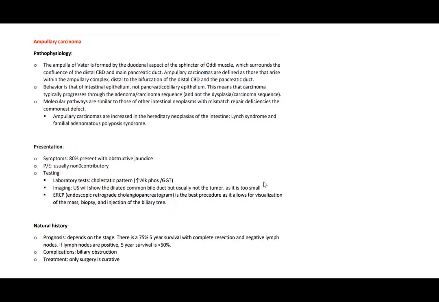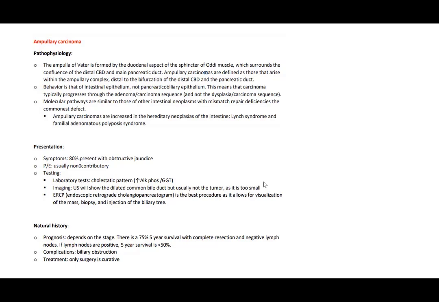Ampullary carcinomas are different again, as this is a distal process compared to the previous two we've discussed. Now, the ampulla of Vater is formed by the duodenal aspect of the sphincter of Oddi muscle, which surrounds the confluence of the distal common bile duct and the main pancreatic duct. Ampullary carcinomas are defined as those that arise within the ampullary complex, distal to the bifurcation of the distal common bile duct and the pancreatic duct.